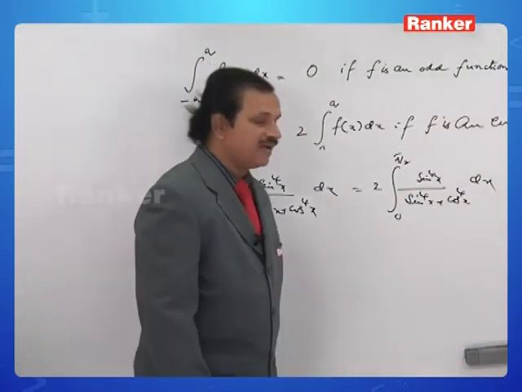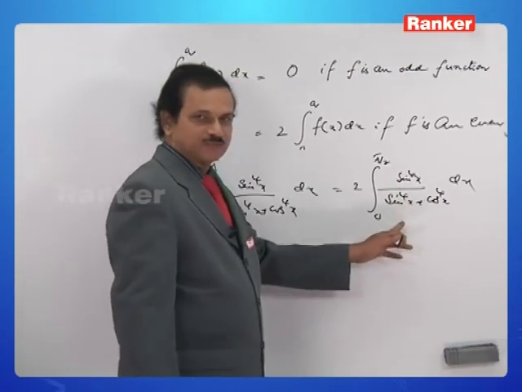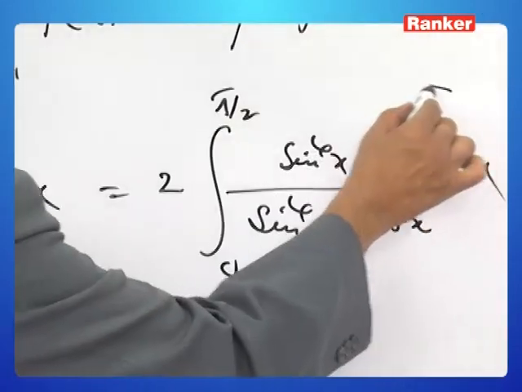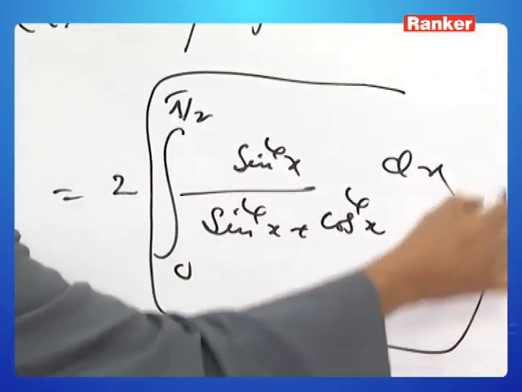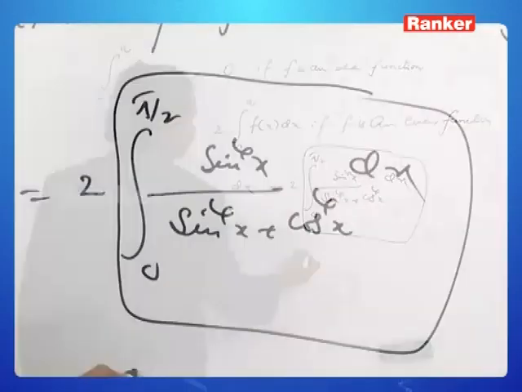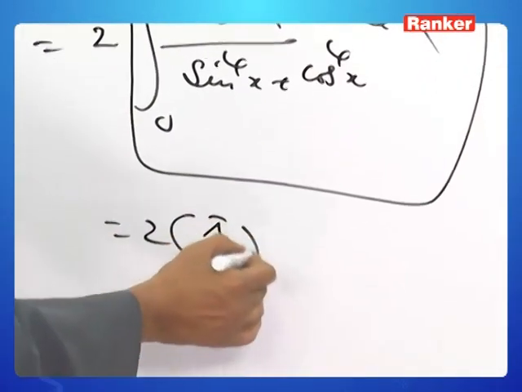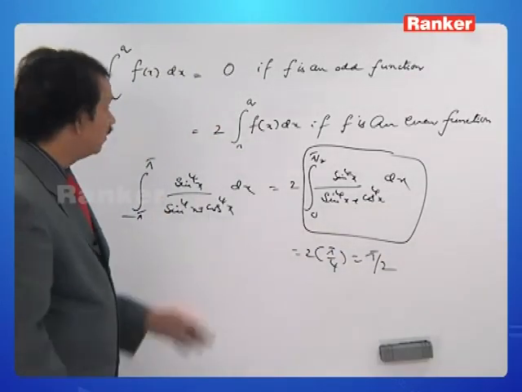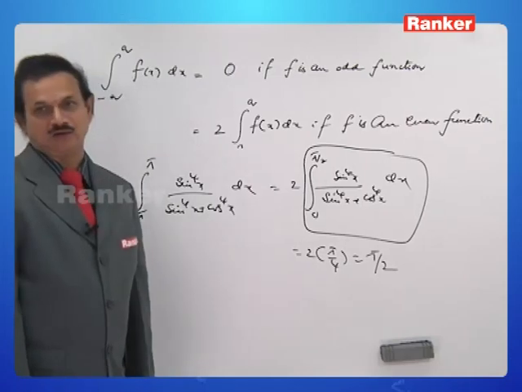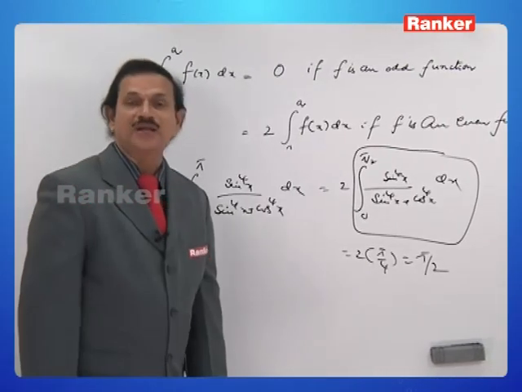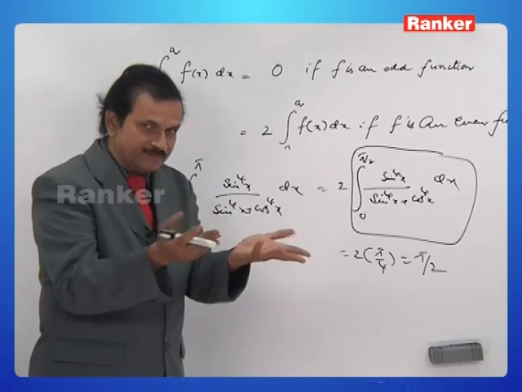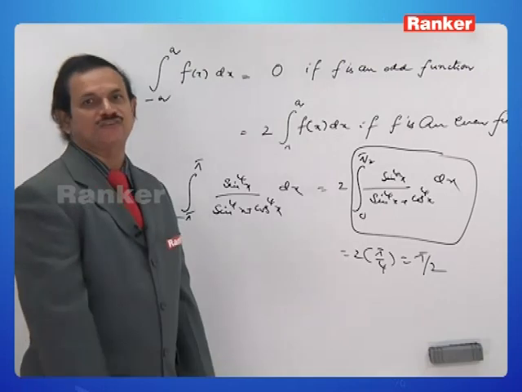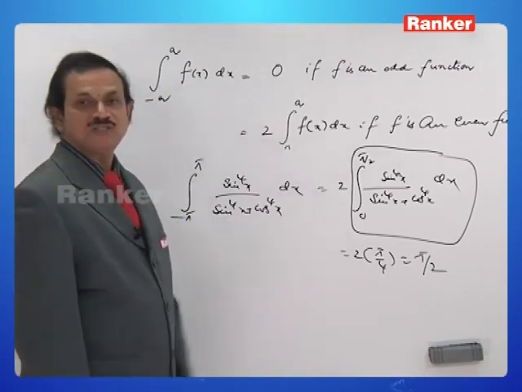Well done. This looks like the form f of x by f of x plus f of a minus x, with a as pi by 2. Hence for this part, the answer is a by 2, that is pi by 2 by 2, that is pi by 4. So 2 into pi by 4 is pi by 2. The answer is pi by 2. This formula becomes useful when and only when the integrand is either even or odd. The application yields very good and quick results. That is why the answer for this question is pi by 2.